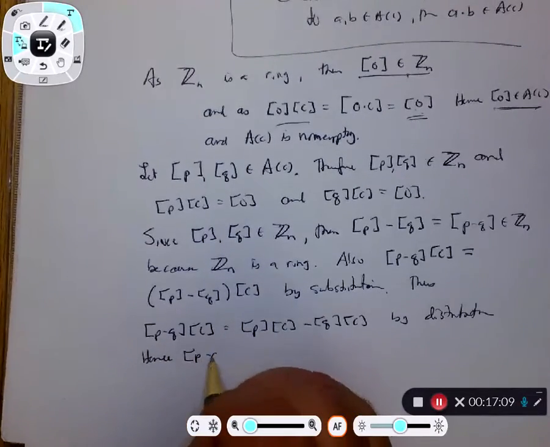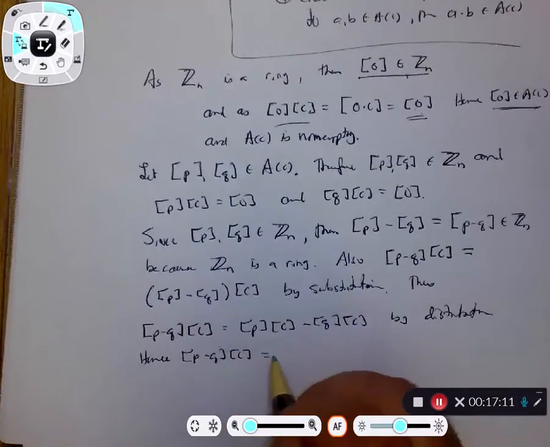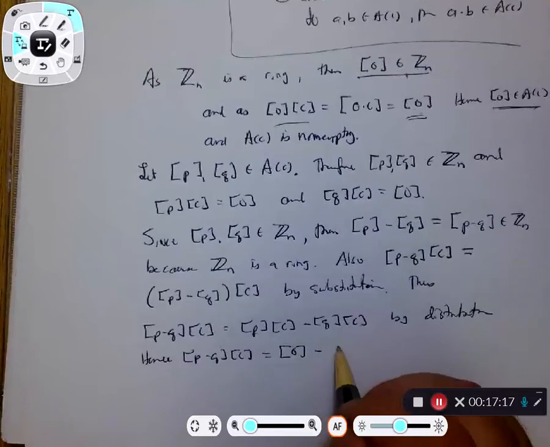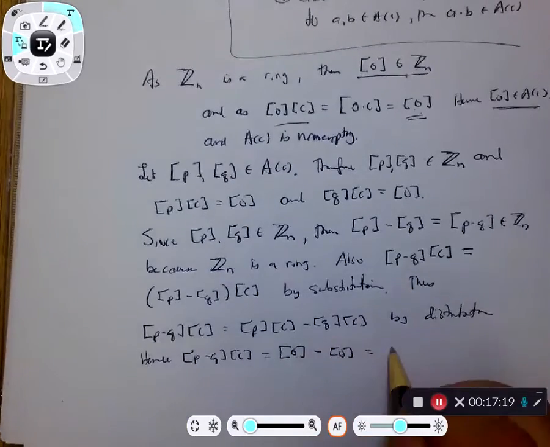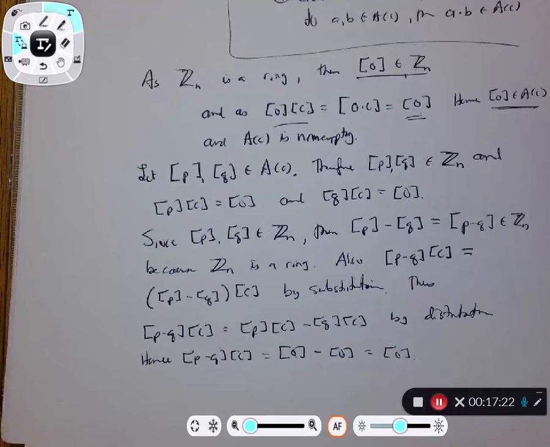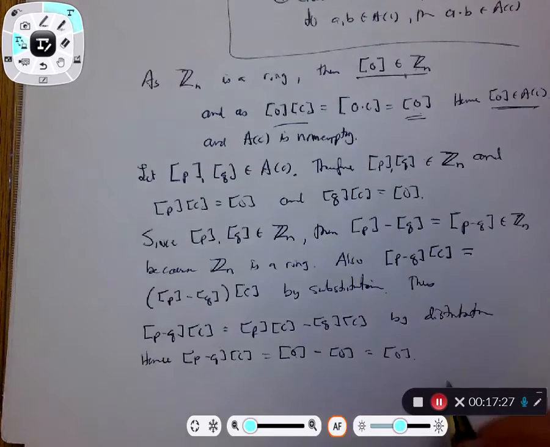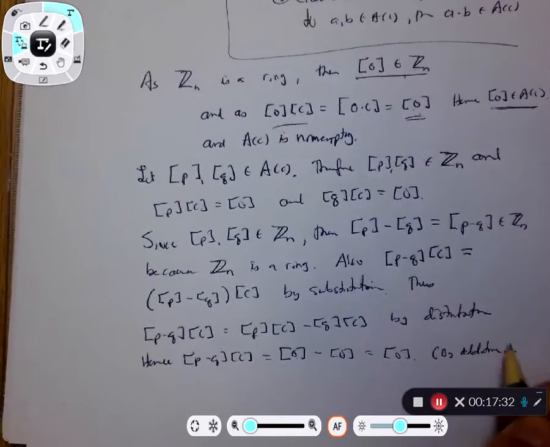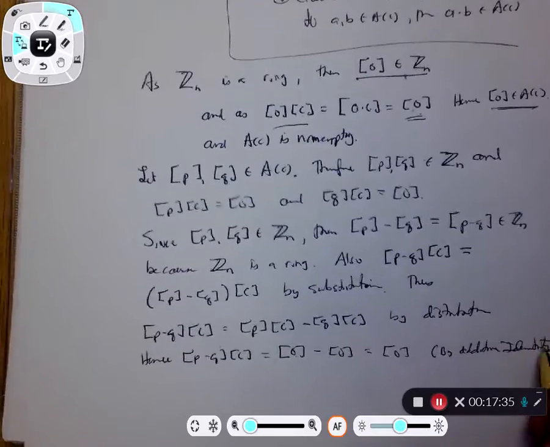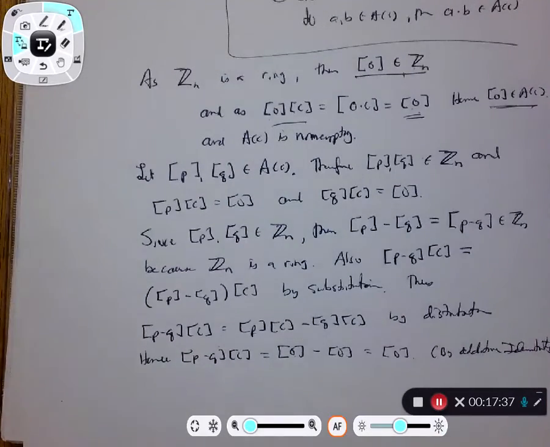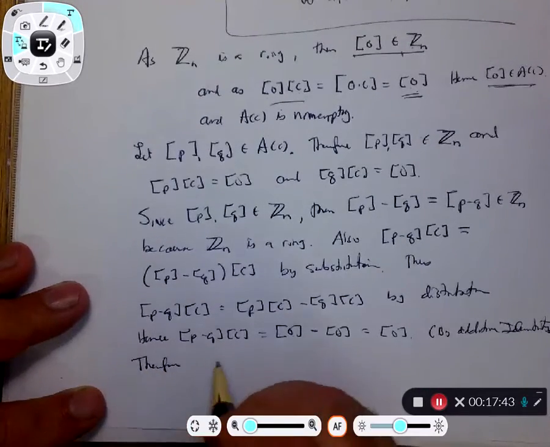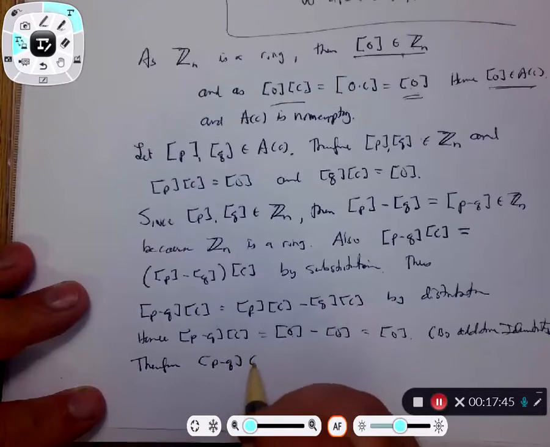Hence, equivalence class P minus Q times C is equal to, well, P times C was equal to the 0 equivalence class, Q times C was the 0 equivalence class, and 0 minus 0 is the 0 equivalence class. So, property of 0, if you will. Okay? Additive identity there. You're adding 0 or subtracting 0, you still get the same guy again. Therefore, equivalence class P minus Q is an element of AC.